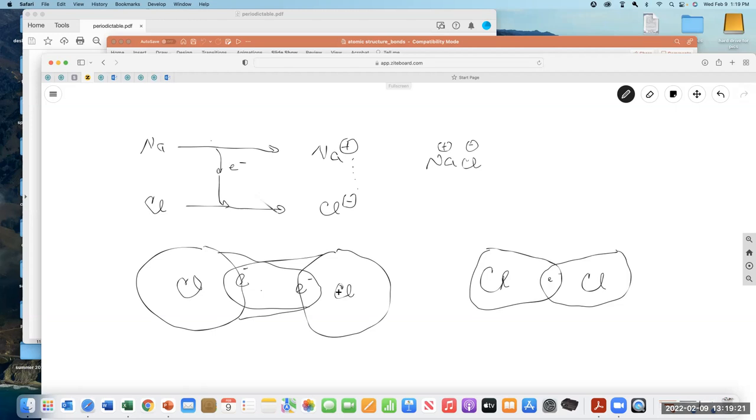And also they each have the same attraction for electrons, right? Because chlorine is going to have the same attraction for electrons as chlorine. So think of it like a tug of war between two opponents of equal strength and equal ability. So they're literally fighting over the electrons and they're bonded together through that, right?